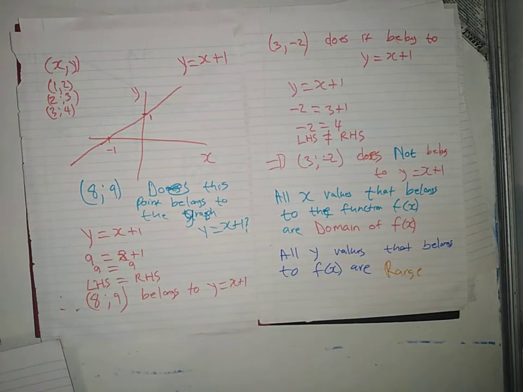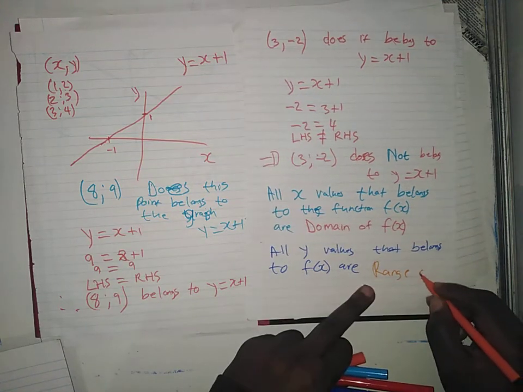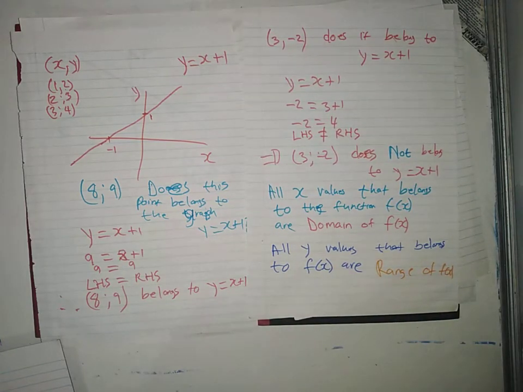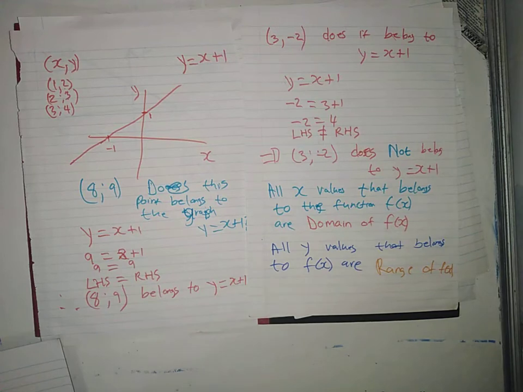We call it a range of f at x. So when I say find the domain of a certain function, I'm saying find the values of x that belong to this graph. If I say find the range of f at x, what I'm simply saying is find the values of y that belong to where? That belong to f at x.